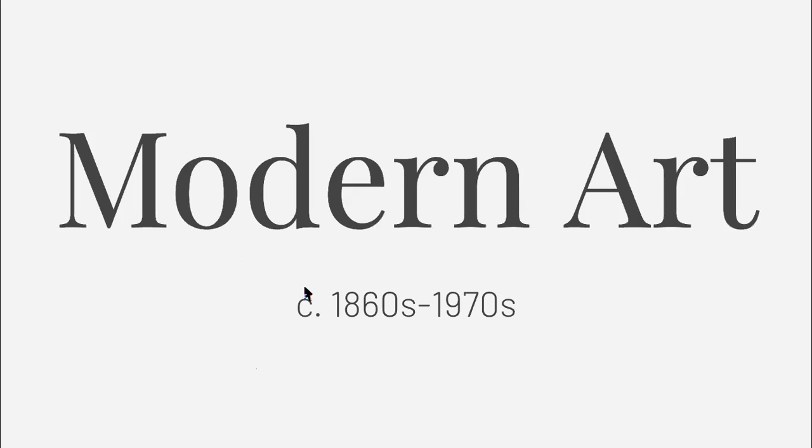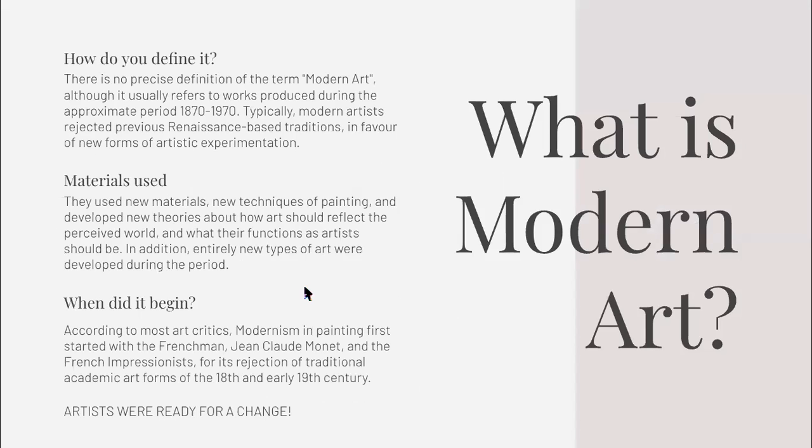All right, so the modern art era took place between the 1860s to the 1970s. So how do you define it? There is no precise definition for the term modern art, although it usually refers to works produced during the approximate period of 1870 to 1970. Typically, modern artists rejected previous Renaissance-based traditions in favor of new forms of artistic experimentation.